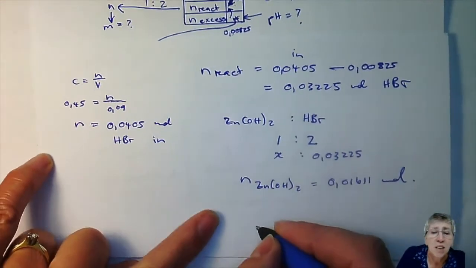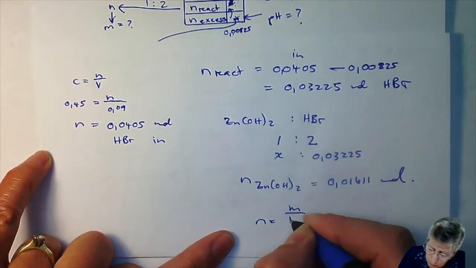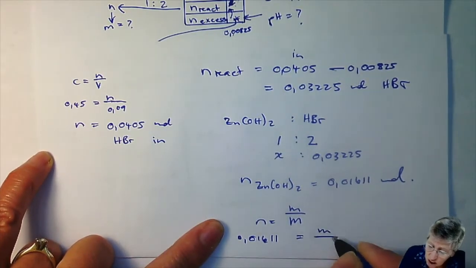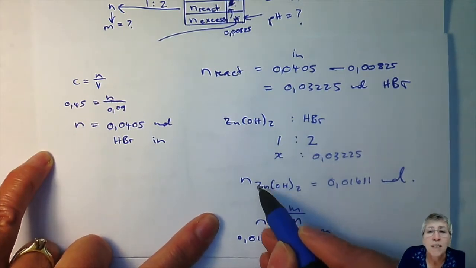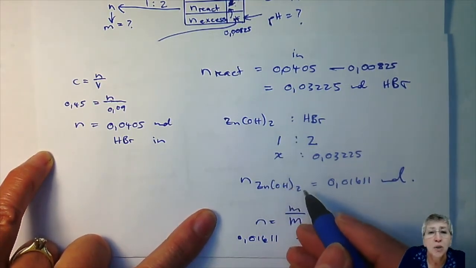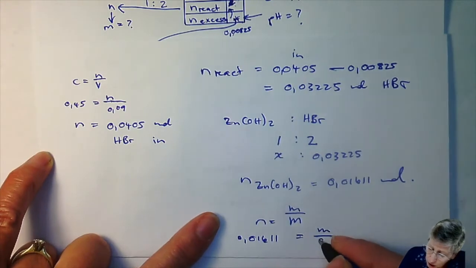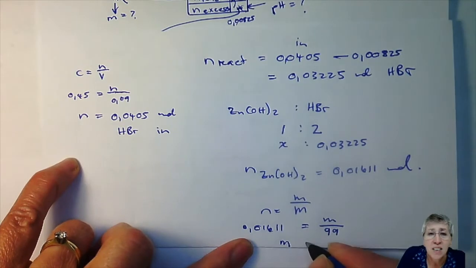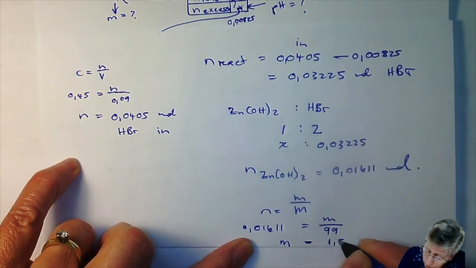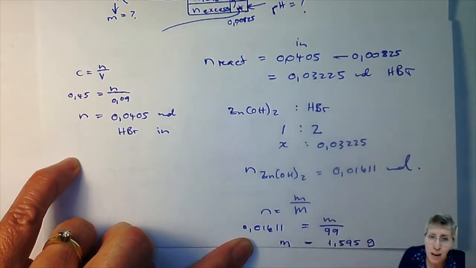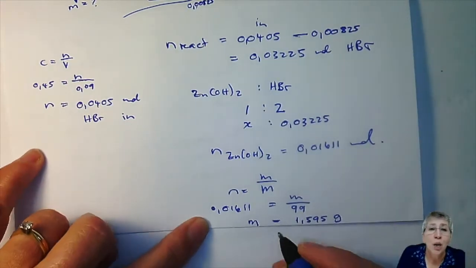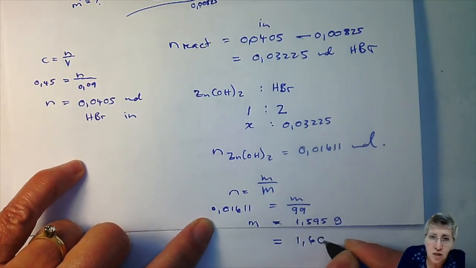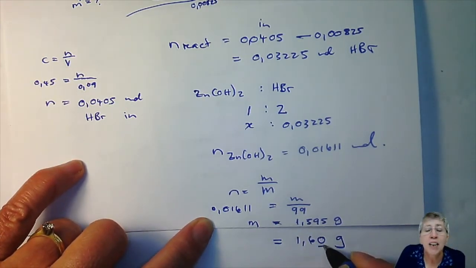So moles is mass divided by molar mass, 0,01611, right? And the molar mass, I'm looking at 1 zinc, 2 oxygen, and 2 hydrogen, and add them all together, you will end up with 99. And that tells me the mass is going to be 1,595 grams.